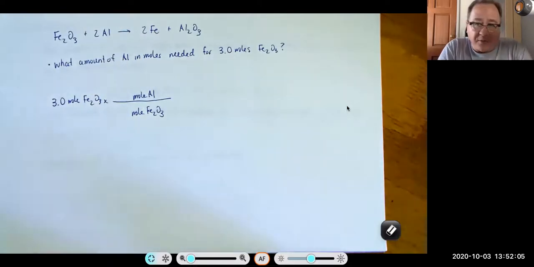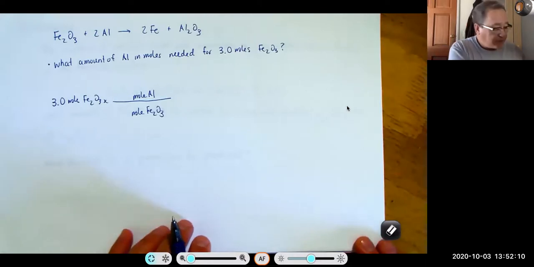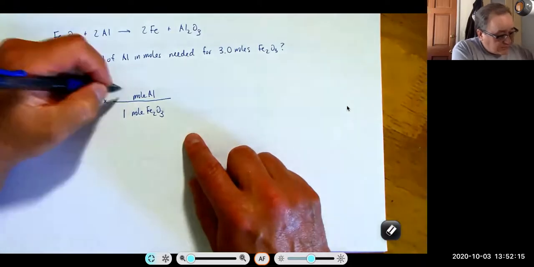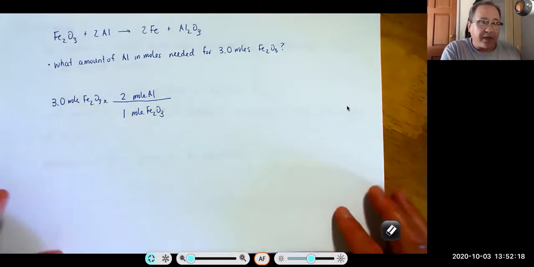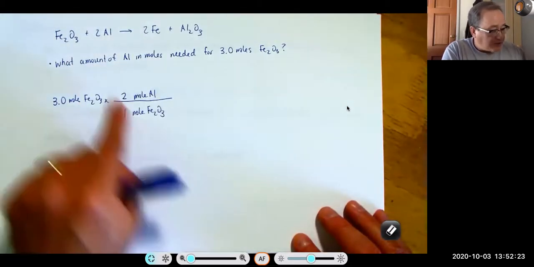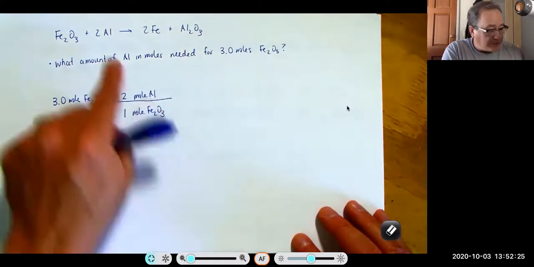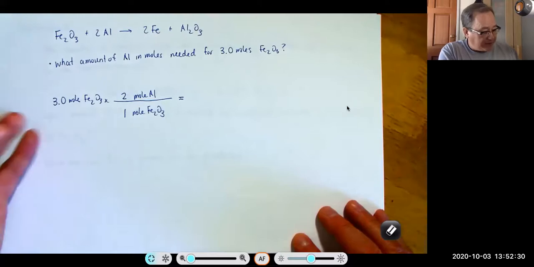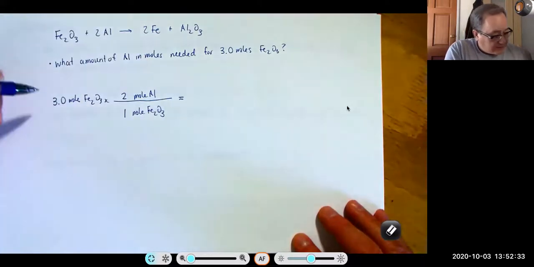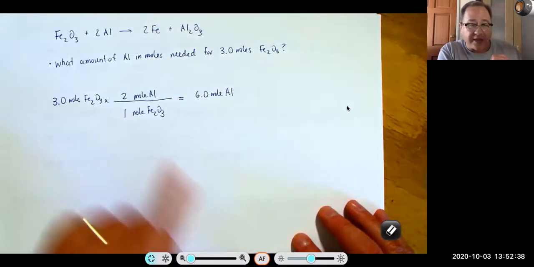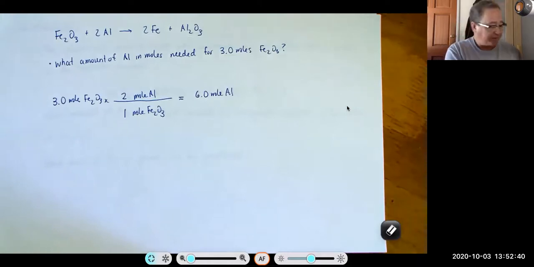So where do we find those mole ratios? The answer is the coefficients of your balanced reaction. If this is balanced, then we're going to put 1 mole here and 2 moles here. So let's double check and make sure that the book gave us a balanced reaction. 2 irons, 2 irons, 3 oxygens, 3 oxygens, 2 aluminum, 2 aluminum. So here's the solution for what amount, and we would end up with 6.0 moles of aluminum. Remember, coefficients are exact, so they have an infinite number of significant figures.